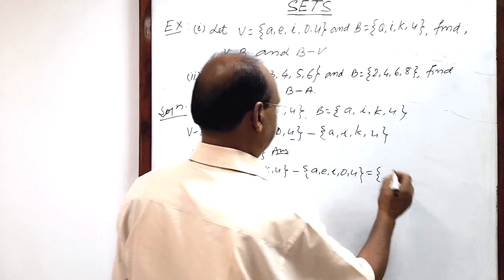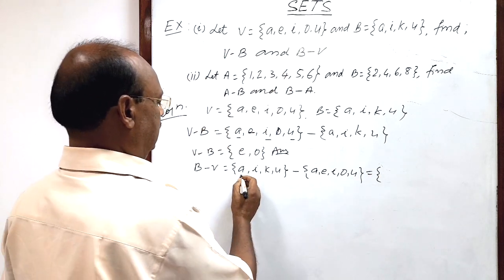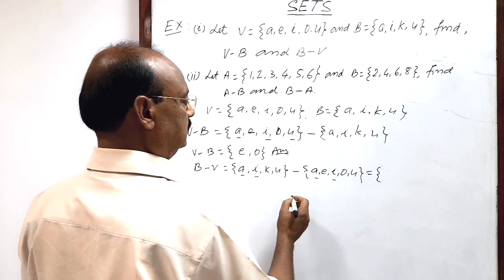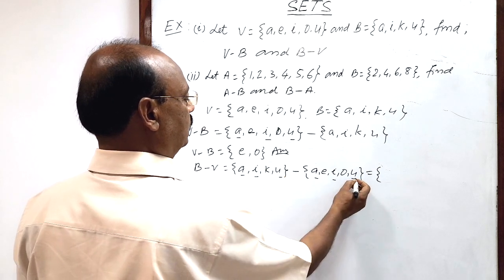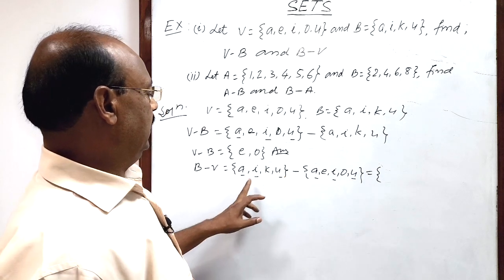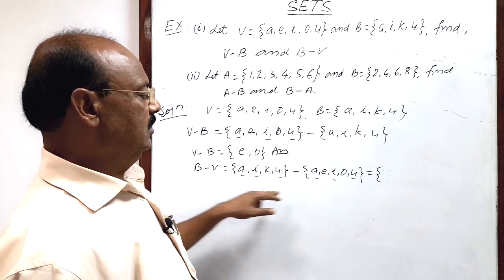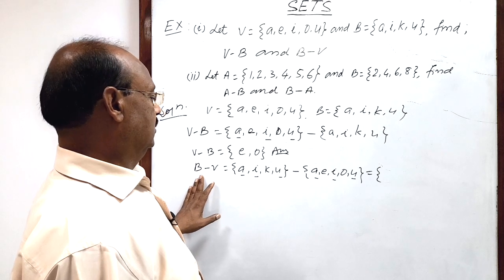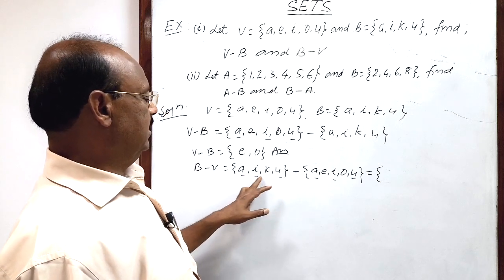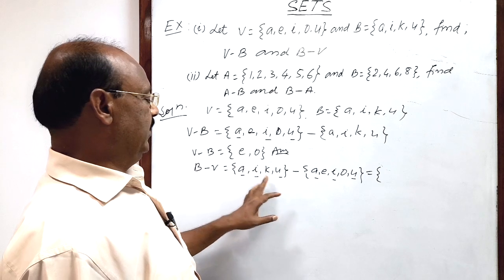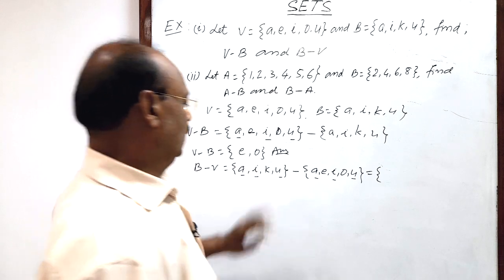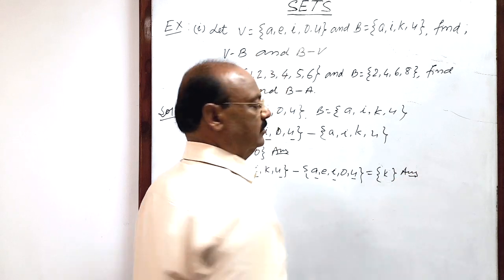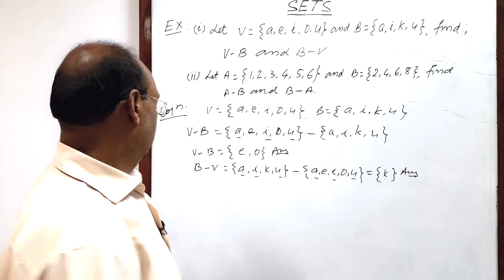So common elements will be removed from set B. A available in both the sets, I is also available and U is available in both the sets. So A, I, U will be removed. Common elements will be removed from set B. So after removing these three elements, the only element which will remain here will be element K. So we'll write K here. This is the answer. Correct? Very simple. Now let us see second part.